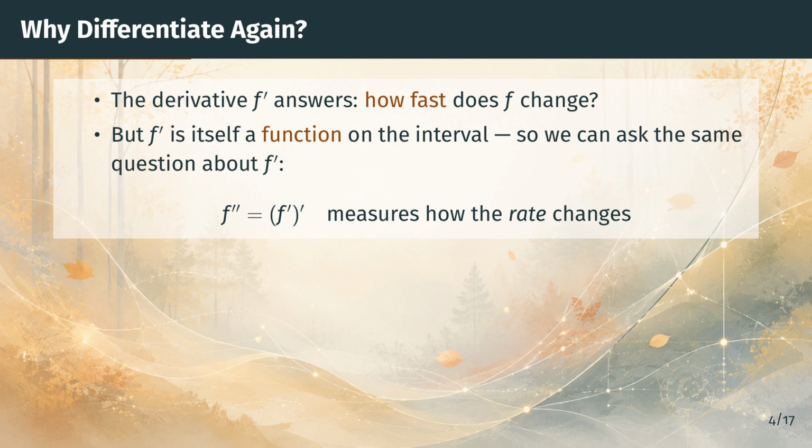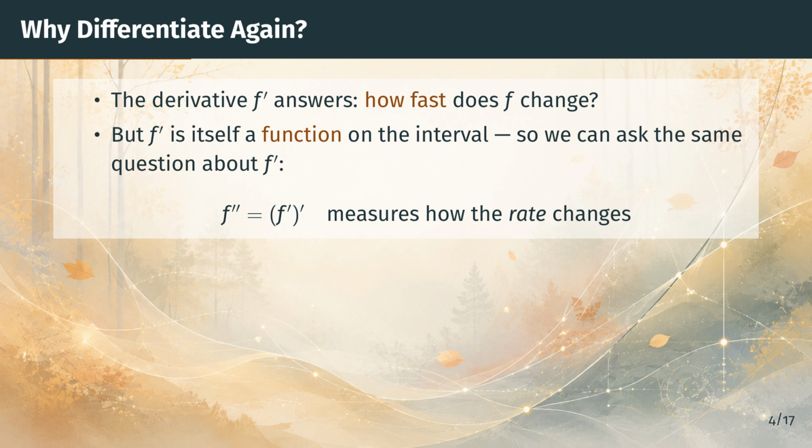Here is the key observation. The derivative f prime is not just a number at one point. It is a function in its own right, defined on the interval wherever it exists. And whenever we have a function, we can ask our favorite question about it. How fast does it change?